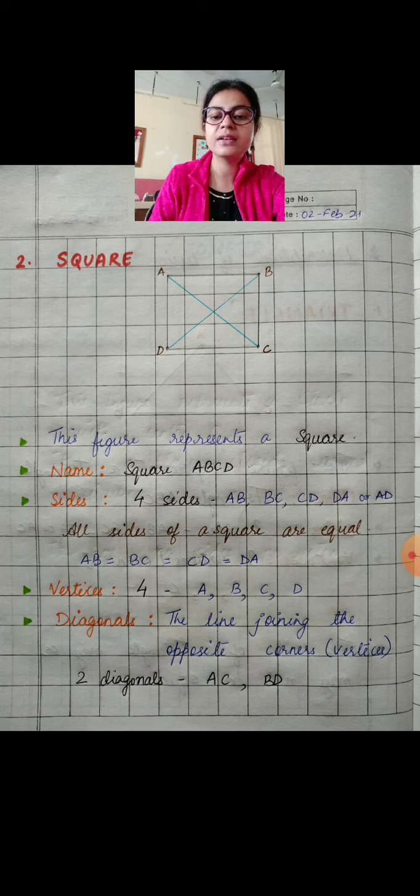Children, what are diagonals? The line joining the opposite corners or the vertices are called diagonals. In the figure you can see, I have drawn 2 blue lines. These blue lines connect or join the opposite corners. Like the opposite corners A and C is joined by one single line, and the other opposite corners B and D are joined by another blue line. So the two diagonals of this square are, yes, AC and BD.